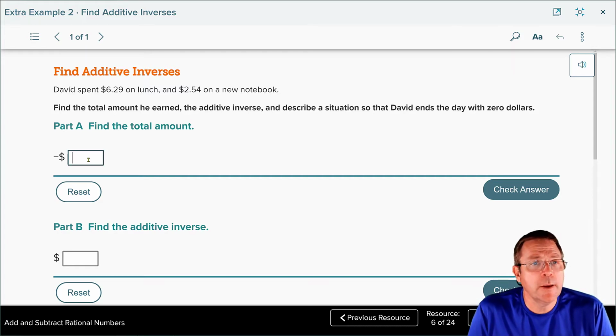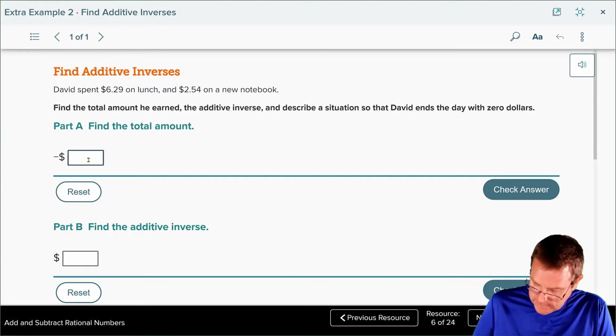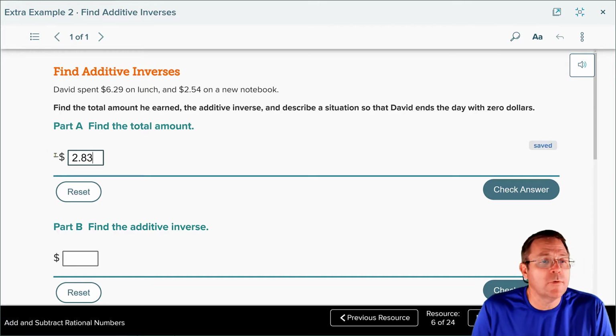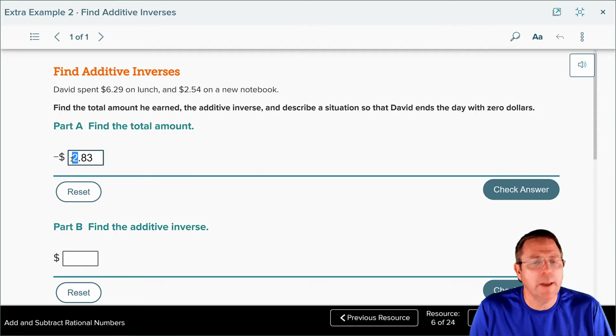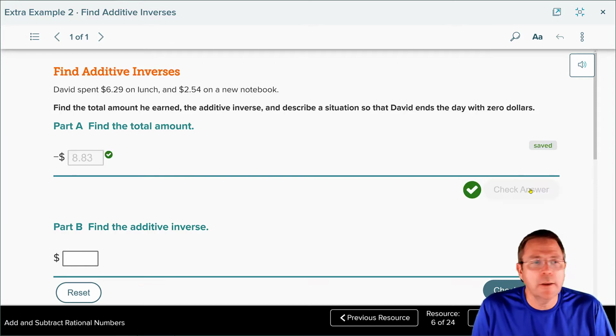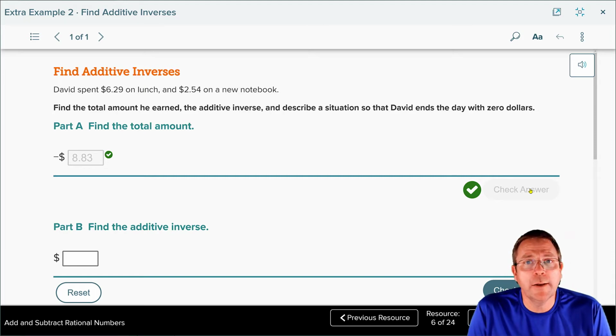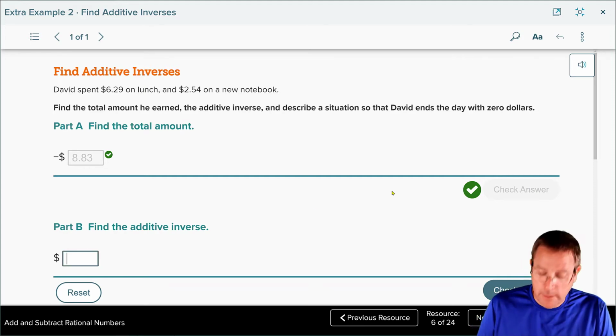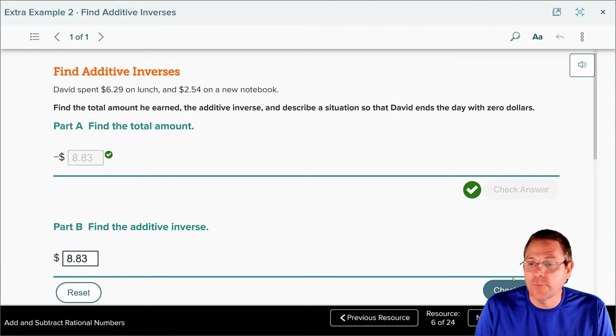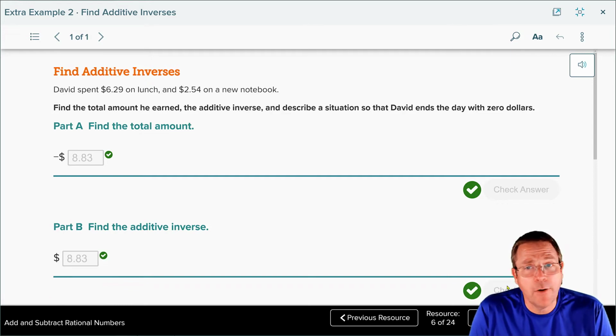So let me do that in my head real quick. That's going to be $2.79, $2.83, I believe. And remember, this is a negative because that negative sign's out front. Did I do bad math? Hold on. Yeah, I did do bad math. It should be $8. So let me try that again. There we go. So it's a negative $8.83. That was his expenditure for the day. What's the additive inverse going to be? It's going to be a positive $8.83. I mean, how hard can this be, guys?